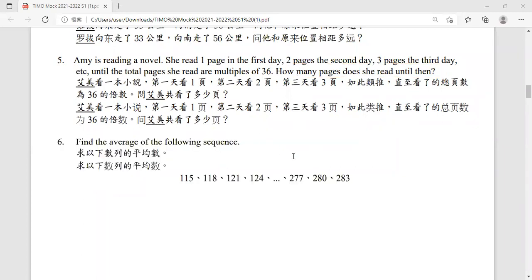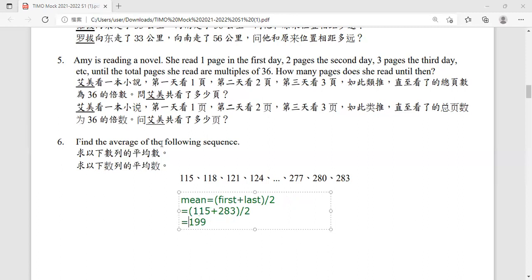Okay, this one. Yeah, 199. Because this is an arithmetic sequence, so the difference is the same. So the mean will be equal to the first one plus the last one over 2. Just that. So which is 115 plus 283, and then over 2, which is 199.